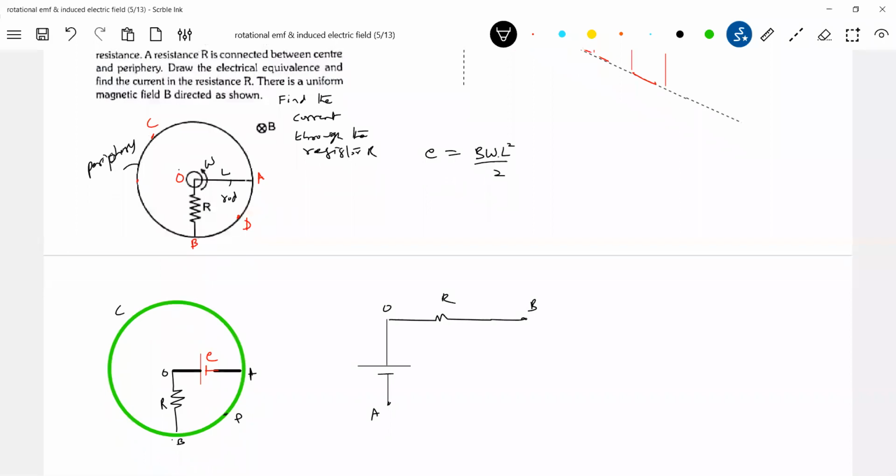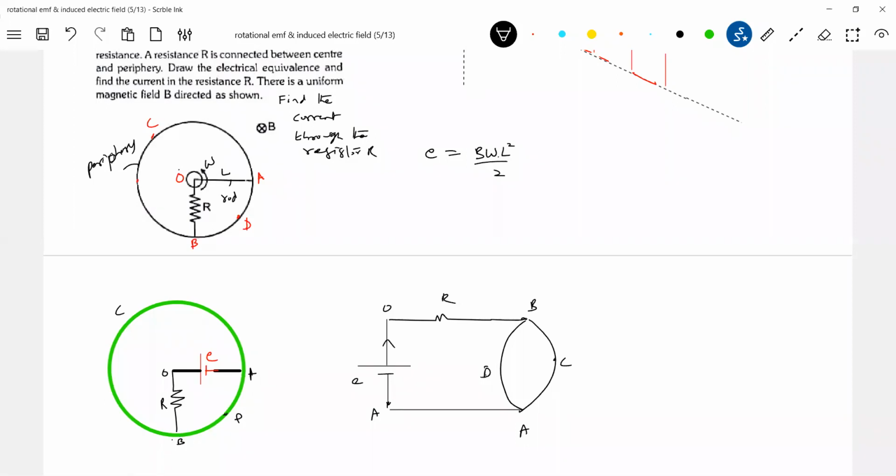From B to A, there's an arc. What happens? ADB. So this is that arc. So BD, A is a common point. Then from A to B, again there's one more arc, ACB. So bring that arc, ACB. It's O, no? So what is the role of the ring? It's just like a connecting wire.